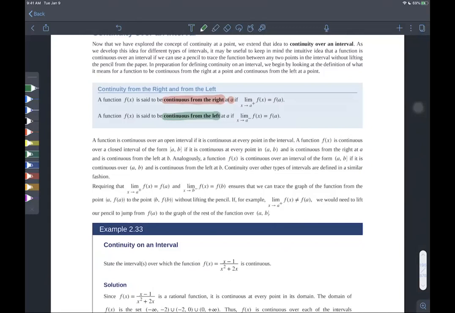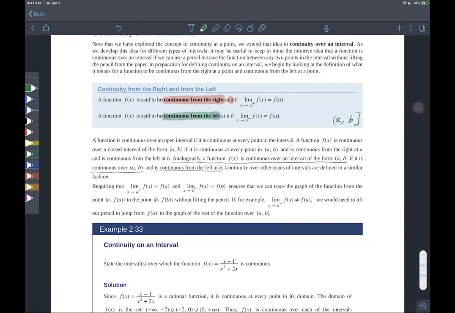Analogously, a function f of x is continuous over an interval of the form (a, b], where a is not included and b is, if it is continuous over the open interval (a, b), and is continuous from the left at b. And it makes sense. If you're looking at an interval of this form, notice that b is included in the interval. We want to be continuous at b.